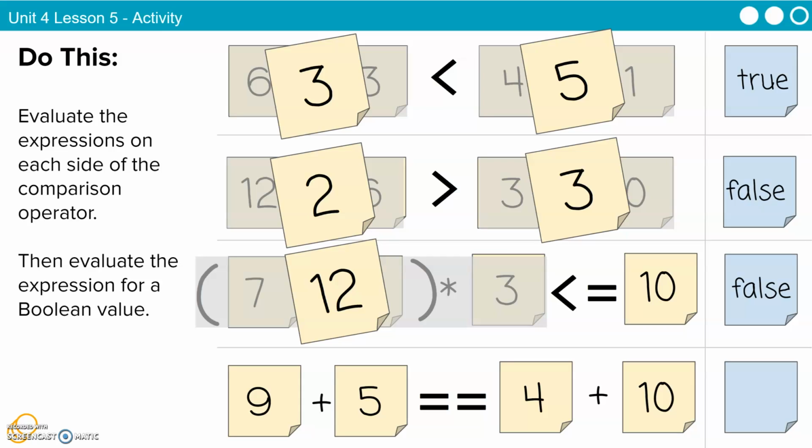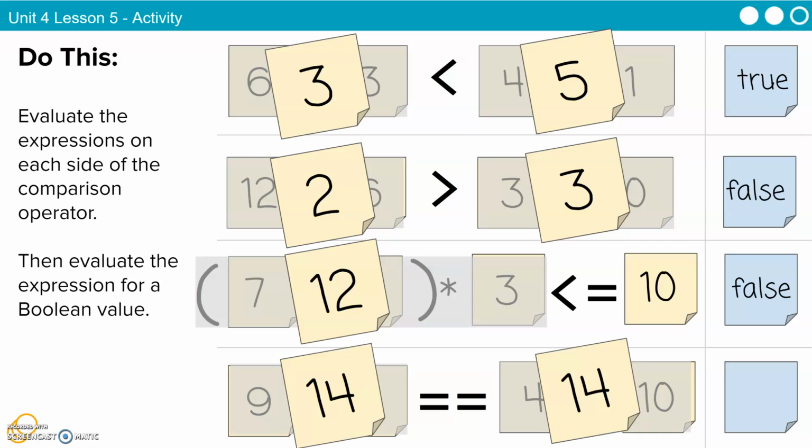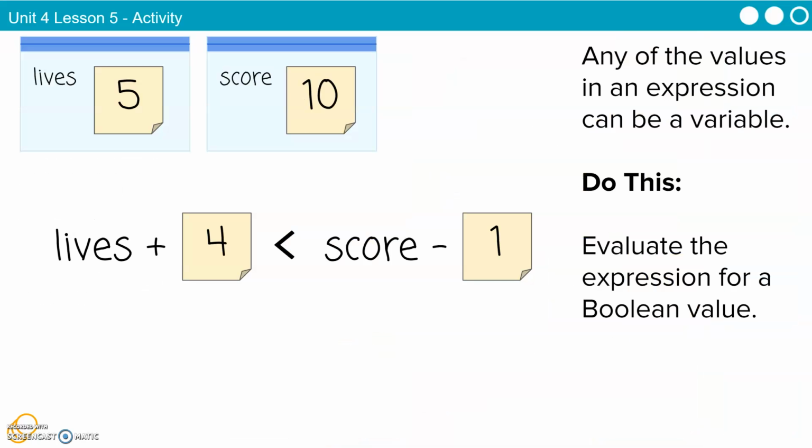Let's look at the last one together. We get 9 plus 5 is 14, and 4 plus 10 is 14. Are those two equal to each other? That's what that double equal sign means. Yes, that's true.